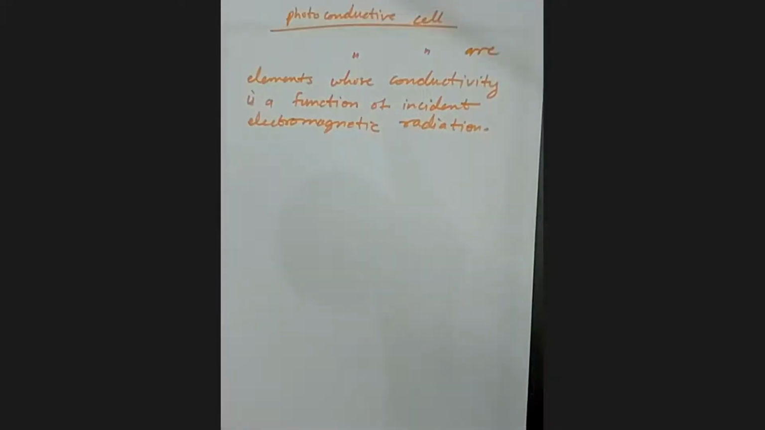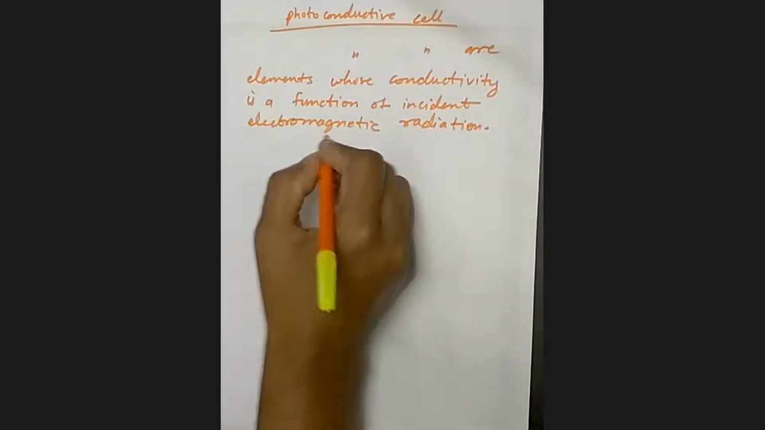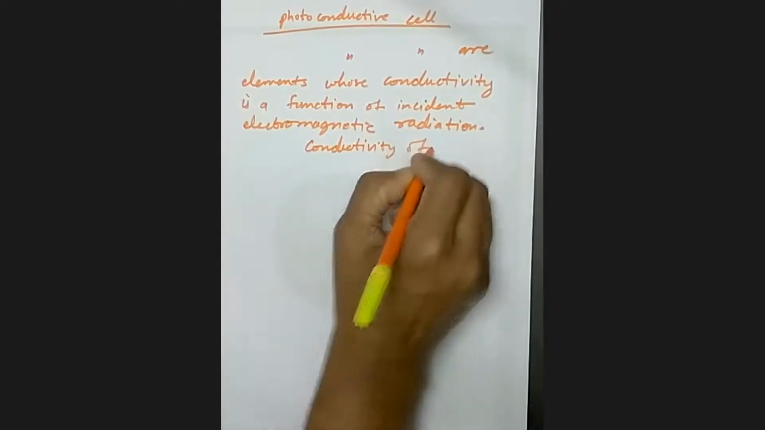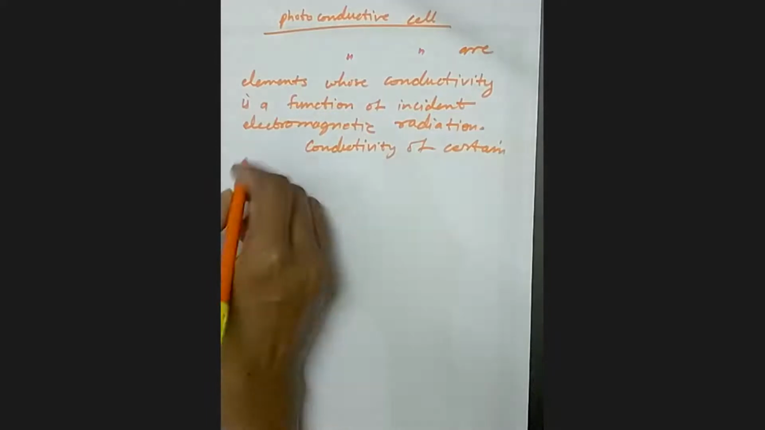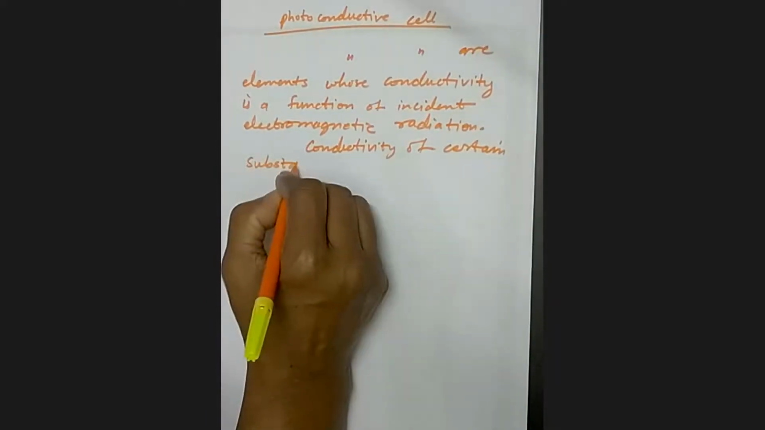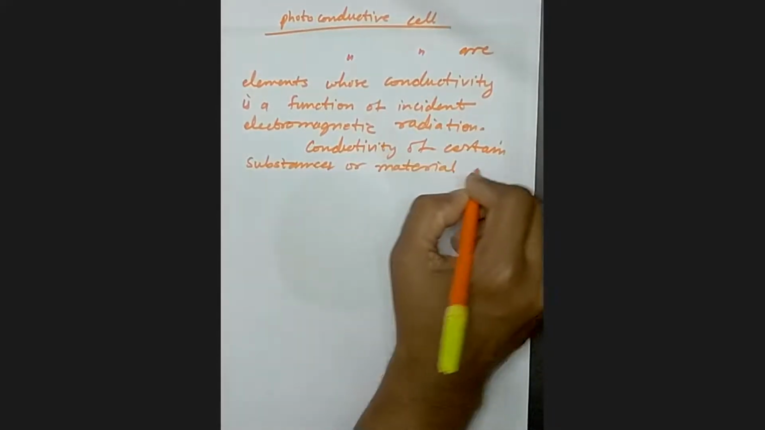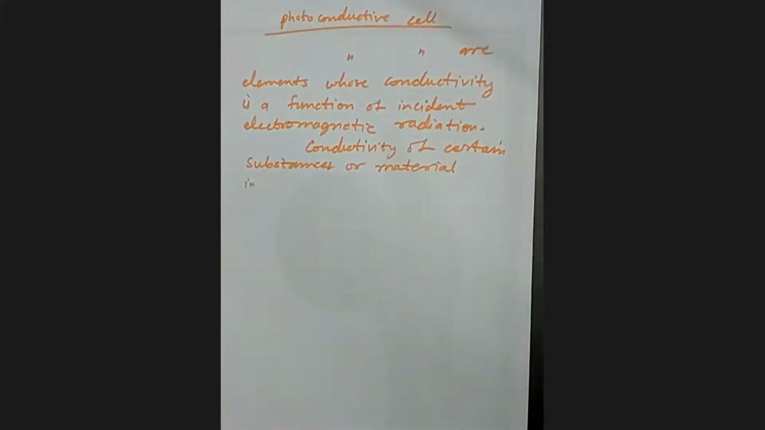So the conductivity of certain substances or materials increases when they are exposed to the radiation or light. This is called photoconductive effect.